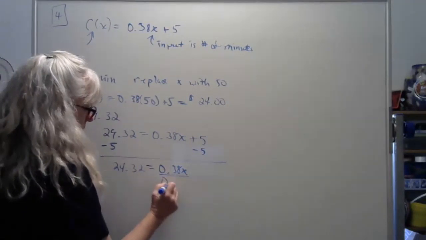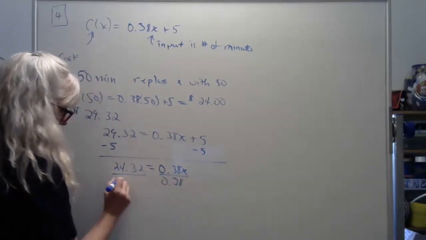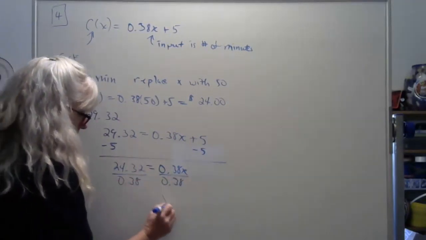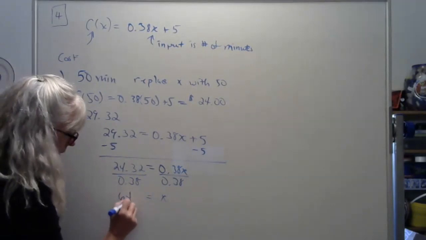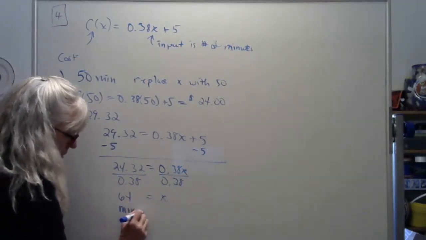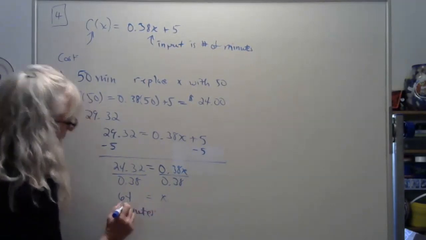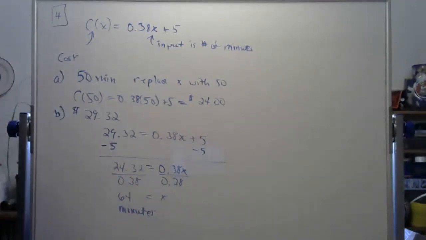And then we'll divide that out. The 24.32 divided by 0.38 comes out to be 64, and that would be measured in minutes. So if you have a $29.32 bill, then you know you talked for 64 minutes.